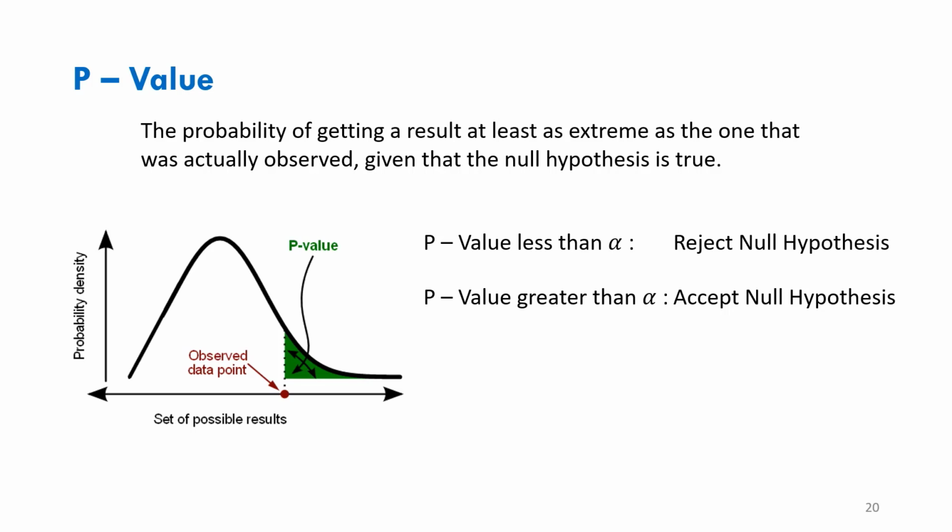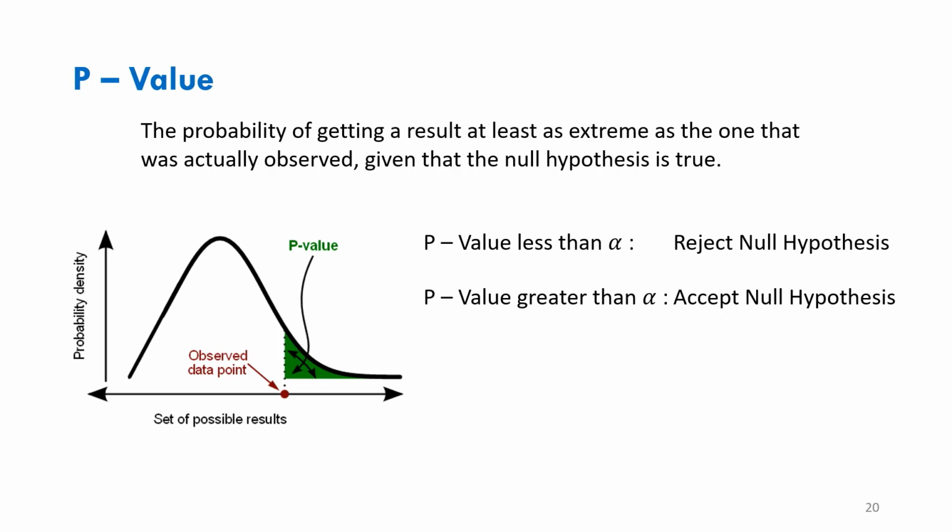P-value is the probability of getting a result at least as extreme as the one that was actually observed, given that the null hypothesis is true. The p-value is the evidence against a null hypothesis. The smaller the p-value, the stronger the evidence that you should reject the null hypothesis. P-value less than alpha lies in rejection region, while p-value greater than alpha lies in acceptance region.